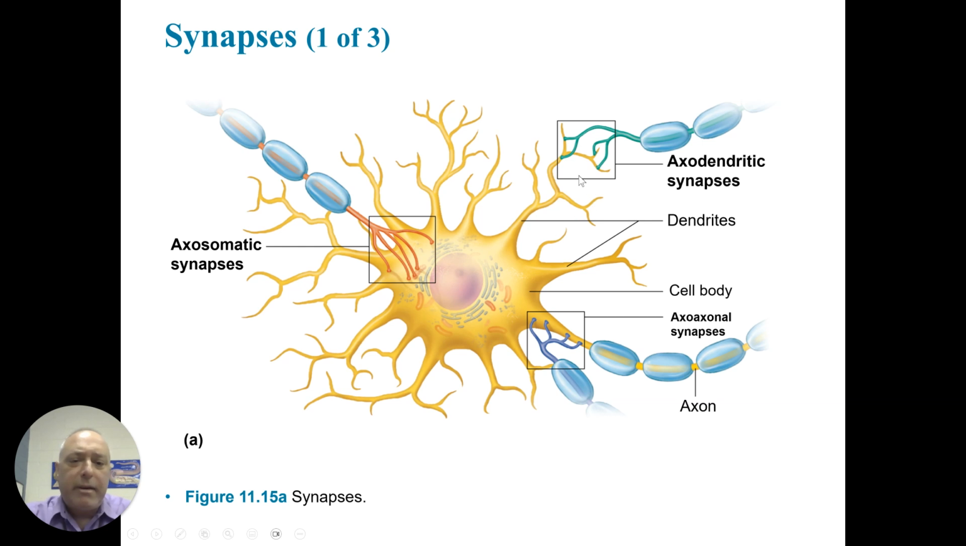You can have impulses that integrate onto the dendritic synapses directly. And you can even have impulses that modify the potential of the axon itself. These are the axoaxonal synapses. So different places on the neuron that you can get synapses: on the soma, on the dendrites, or on the axon.